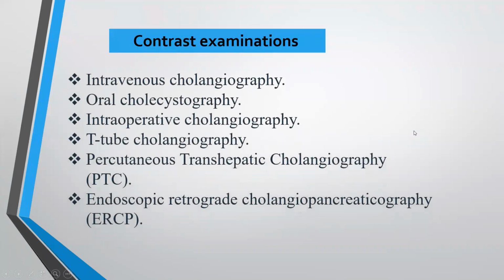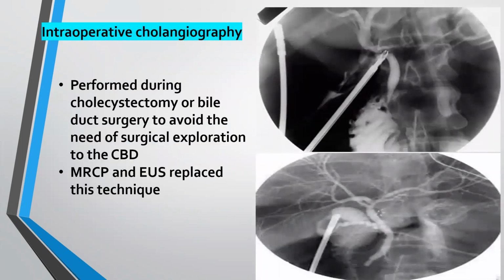Contrast examinations: intravenous cholangiography, oral cholecystography, intraoperative cholangiography, T-tube cholangiography, percutaneous transhepatic cholangiography (PTC), and endoscopic retrograde cholangiopancreatography (ERCP). The first two, intravenous cholangiography and oral cholecystography, are X-ray examinations using IV or oral contrast, and have been largely replaced now by ultrasound imaging. Intraoperative cholangiography is performed during cholecystectomy or bile duct surgery to avoid the need of surgical exploration of the CBD. MRCP and endoscopic ultrasound are replacing this technique.